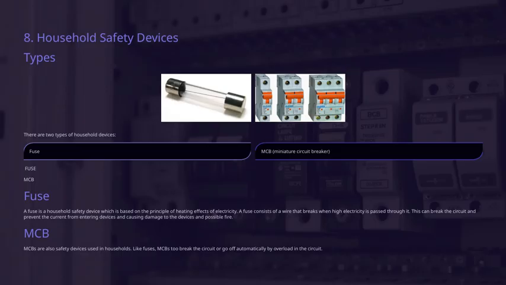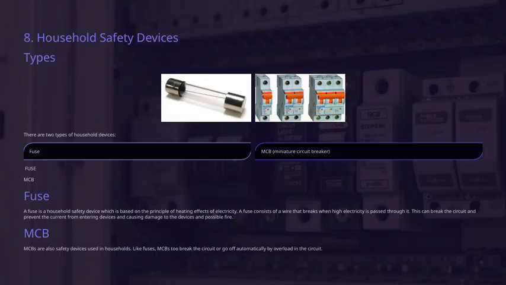There are two main types to be familiar with: fuses and MCBs, which stands for miniature circuit breakers. Starting with fuses, these are simple but essential safety devices. They work on the principle of the heating effects of electricity. Essentially, a fuse contains a wire that melts or breaks when a high current passes through it. This action interrupts the circuit, preventing the flow of electricity into devices. The key point here is that fuses protect our appliances and homes by stopping excessive current that could cause damage or even fires.